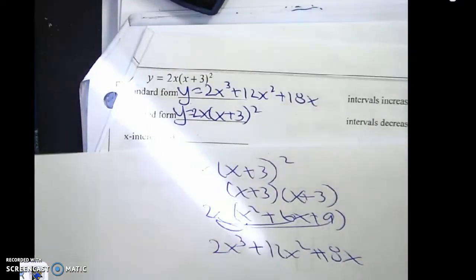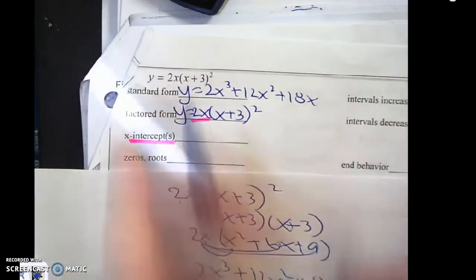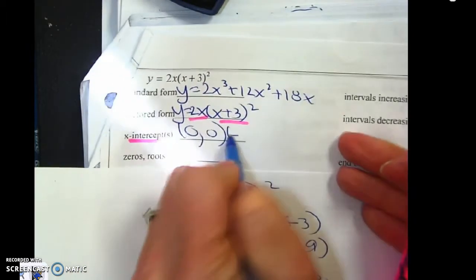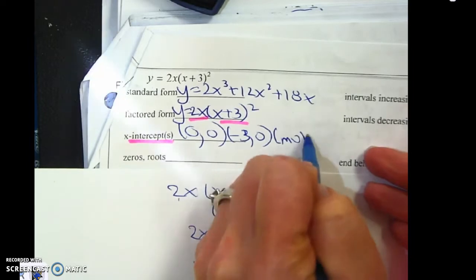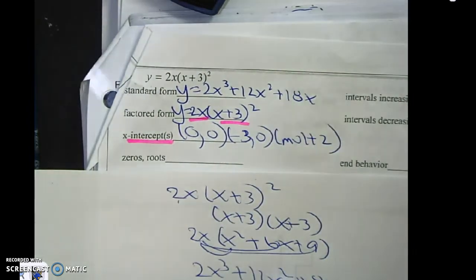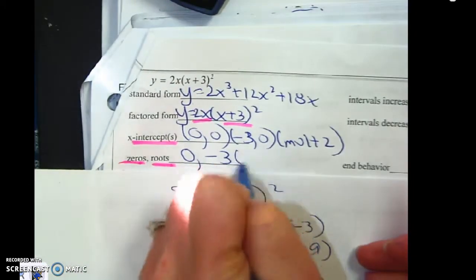All right, x-intercepts. Well, the x-intercepts affect me in factored form. So that's 0, 0. And negative 3 is 0 with a multiplicity 2. Yes, you need to write that. You could write it to bounce. That's fine. Zeros and roots are 0 and negative 3.